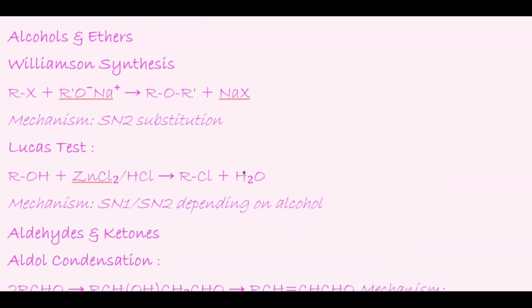Then the alcohols and ethers part, Williamson synthesis, super important. RX forms ROR' in the presence of sodium ethoxide or sodium alkoxide ion. It follows SN2 substitution. Whatever reactions you are studying, study with the mechanism part, or at least what mechanism it is following. So in your examination, if you fail to recall what the product will be, if you know the mechanism clearly, you can predict the product very easily.